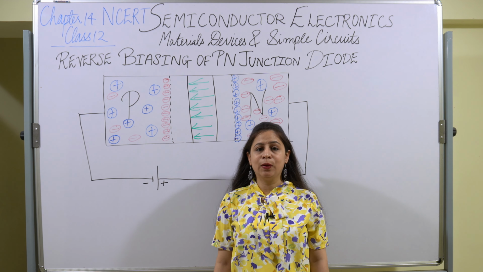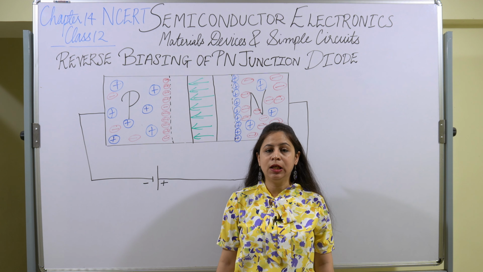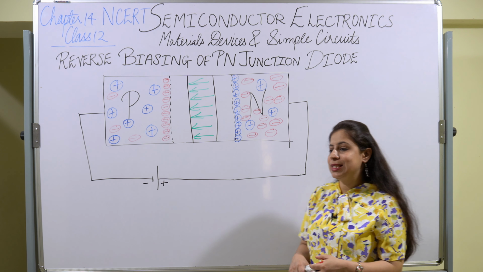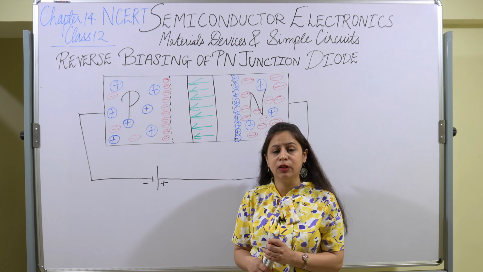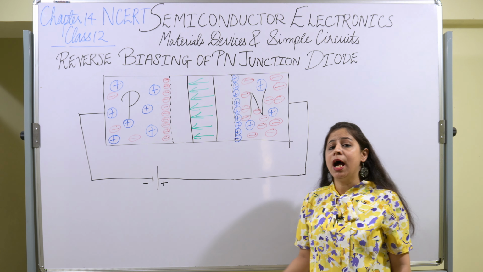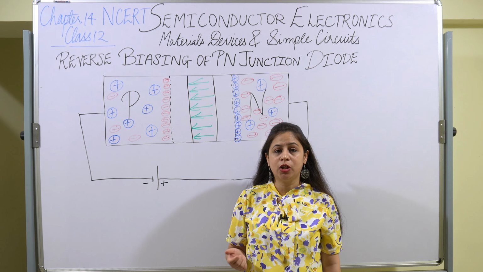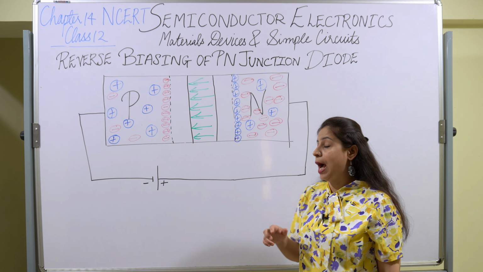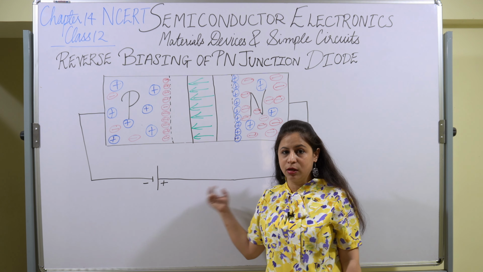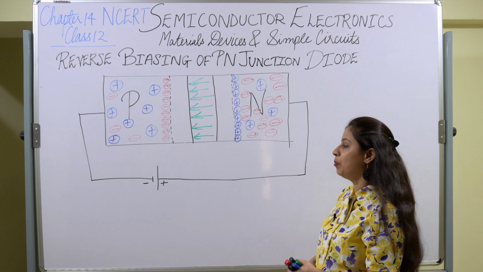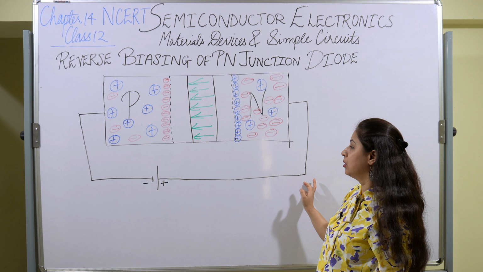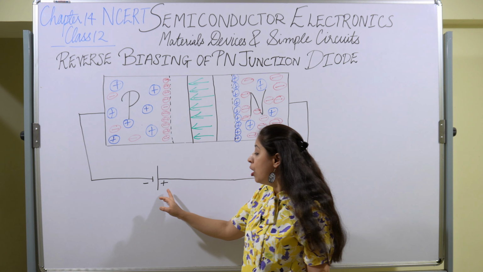Good evening students. So let us move on to the reverse biasing of the PN junction diode. We have already seen the forward biasing. In the forward biasing, the p-type semiconductor was connected to the positive terminal and the n-type semiconductor was connected to the negative terminal. And now let us see the reverse biasing. I have shown the reverse biasing circuit over here. In the reverse biasing, the p-type semiconductor is connected to the negative terminal and the n-type semiconductor is connected to the positive terminal.